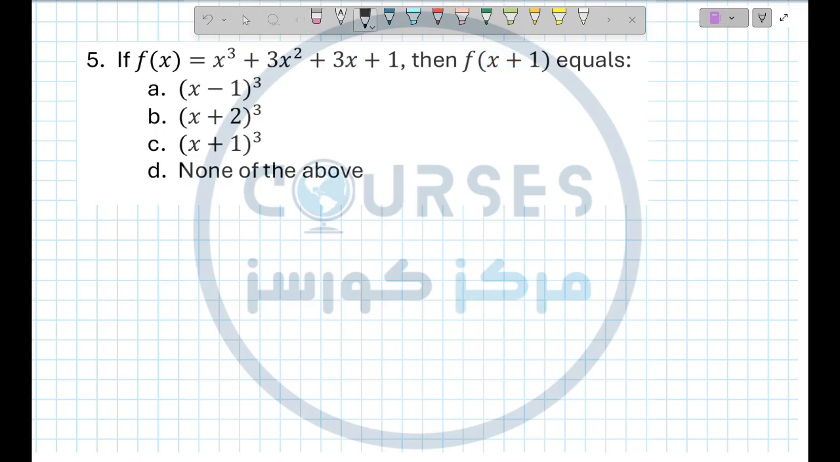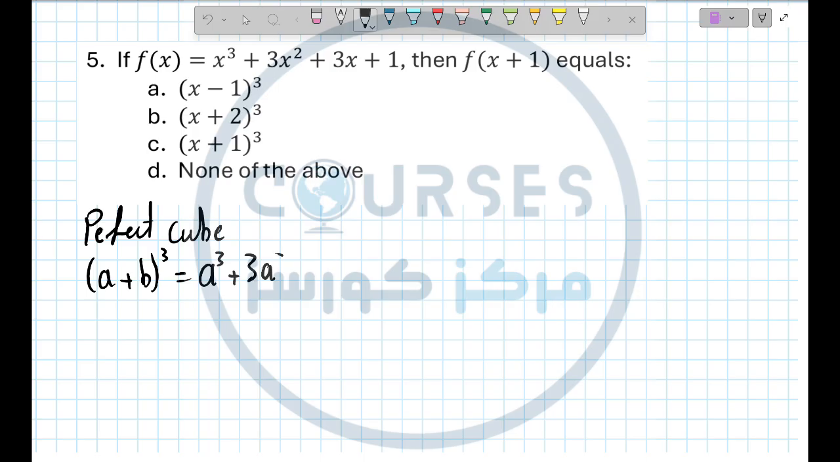If we look at the answers, they all have a bracket to the power of 3. The last time we took bracket to the power of 3, it was called the perfect cube. What was the perfect cube? It was (a plus b) to the power 3 equals a cubed plus 3a squared b plus 3ab squared plus b cubed. Okay, we notice some similarities between this and this. What are the similarities? Let's compare the first term by the first term.